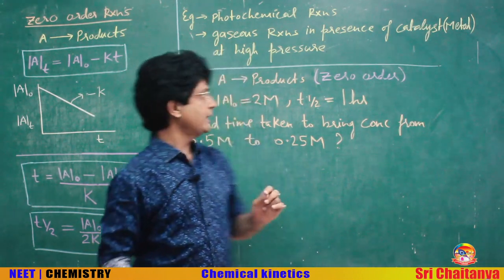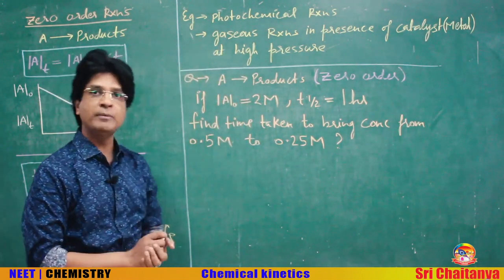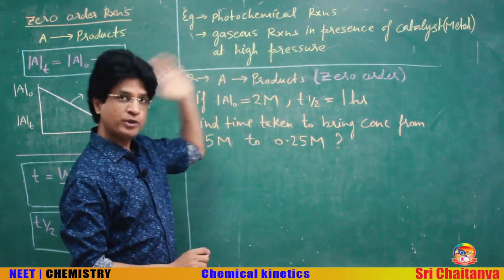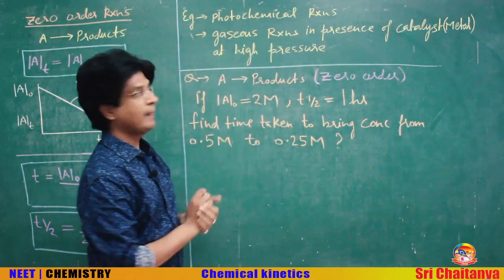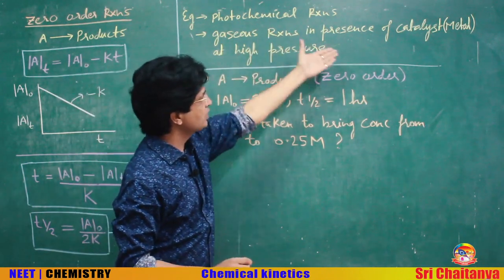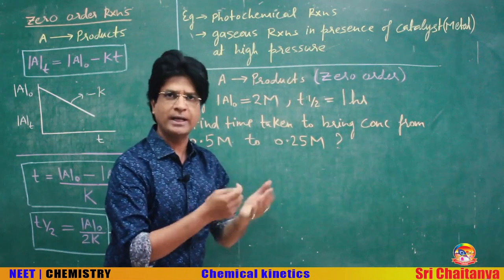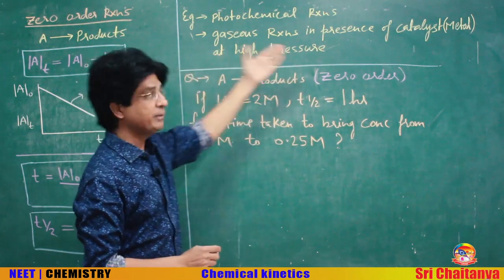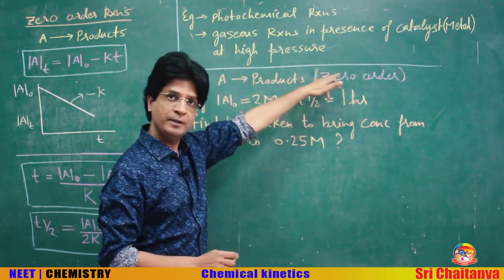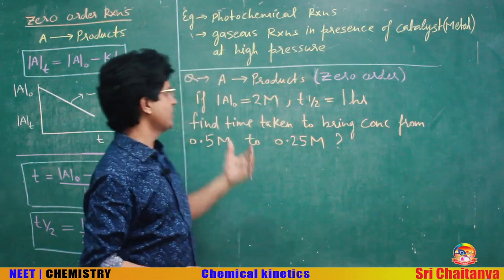Okay. And the examples of zero order reactions are photochemical reactions and gaseous reactions in presence of a solid catalyst, maybe metal, at high pressure. Remember that it is at high pressure. Now let us solve a question on that.